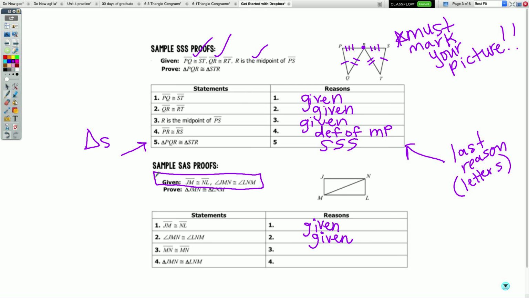Alright, so let's go ahead and mark that. Please mark with a dash J, M, and NL. Put a dash. Where is it on your picture? Put that right there. J, M is right here. Good. J and L. Good. What's my next given? NL. 4.